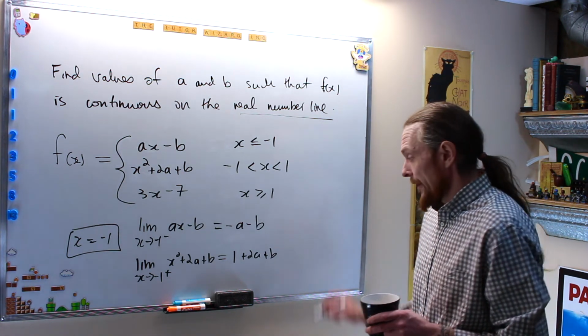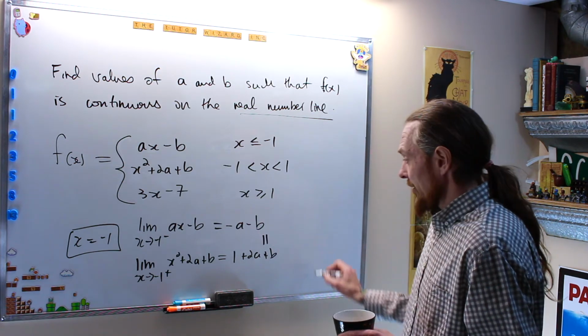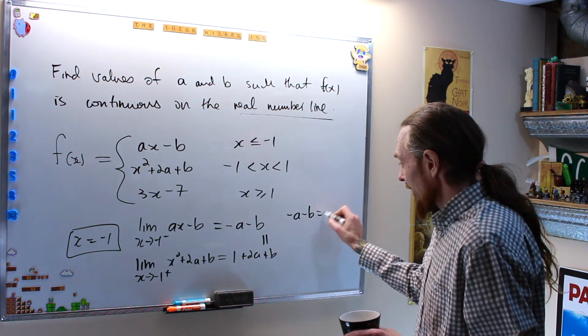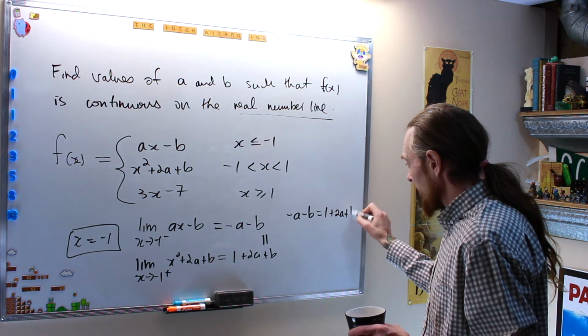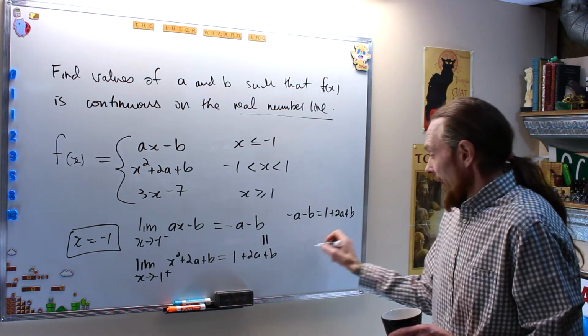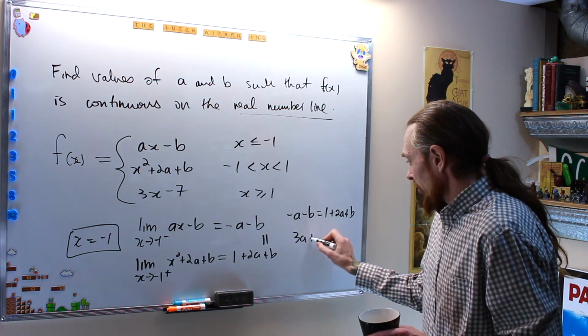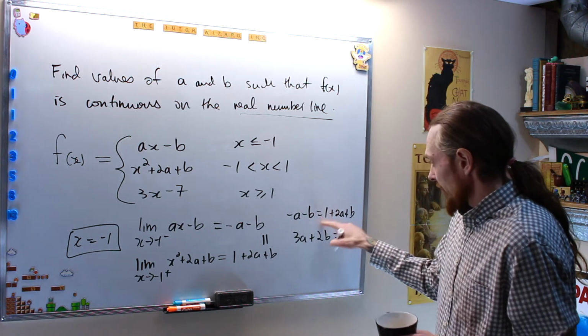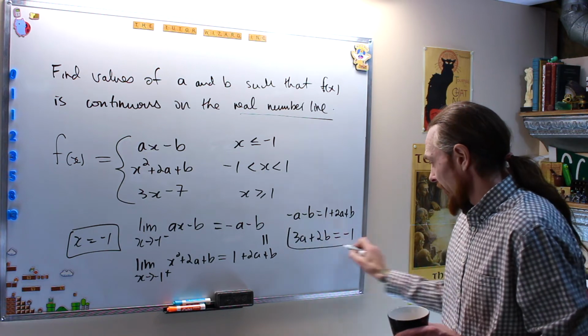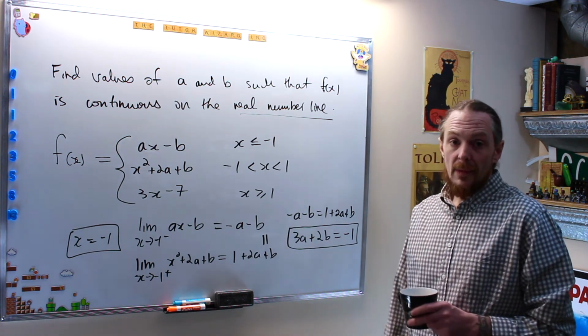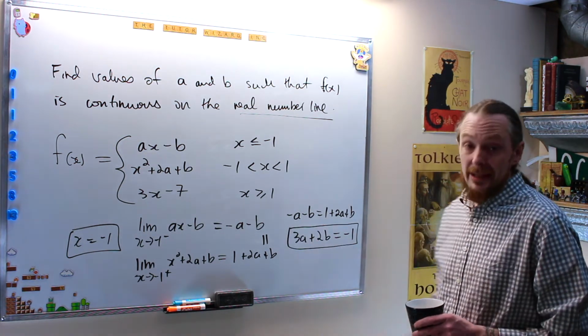So what does that say? These two things are equal. -a minus b equals 1 plus 2a plus b. So that says, I'm going to bring this over and this over. That says 3a plus 2b equals -1. That's my first equation. So I have one equation involving a and b.